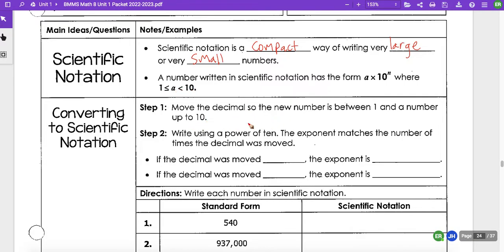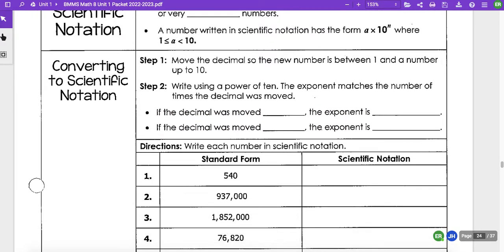Okay, so converting to scientific notation, we're going to move the decimal so the new number is between 1 and a number up to 10. Okay, then step 2, we're going to write using a power of 10, and the exponent matches the number of times that the decimal was moved. Okay, so we're going to scribble this out so we don't get confused. And I'm going to tell you when the exponent is going to be negative and when it's going to be positive here.